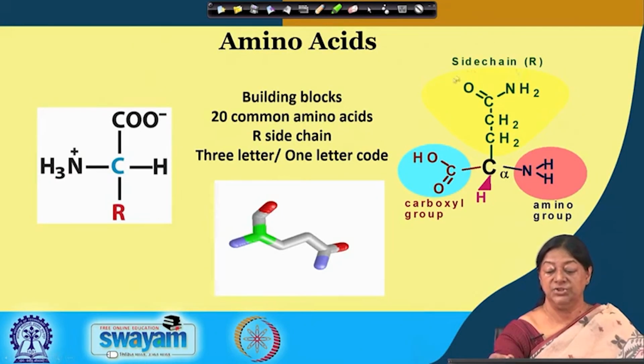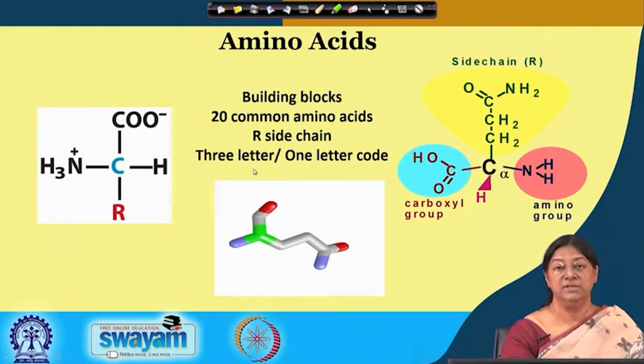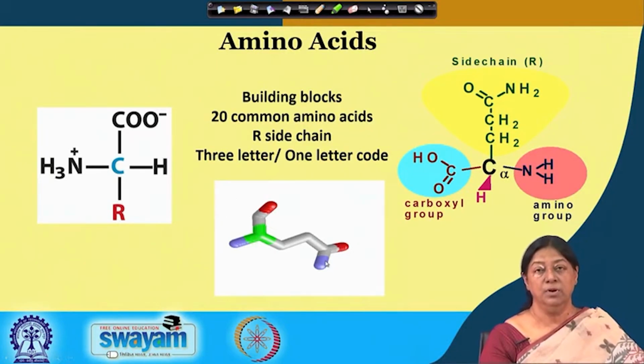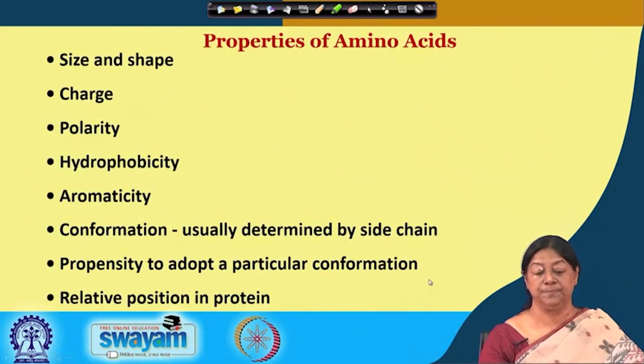The R side chain given here in this yellow shaped structure is a specific side chain. This is the carboxyl group and this is the amino group. Each such amino acid is referred to by a 3-letter and a 1-letter code. There are different representations of the amino acids, and the common reference method used is red for oxygen, blue for nitrogen, and these correspond to the carbon atoms.